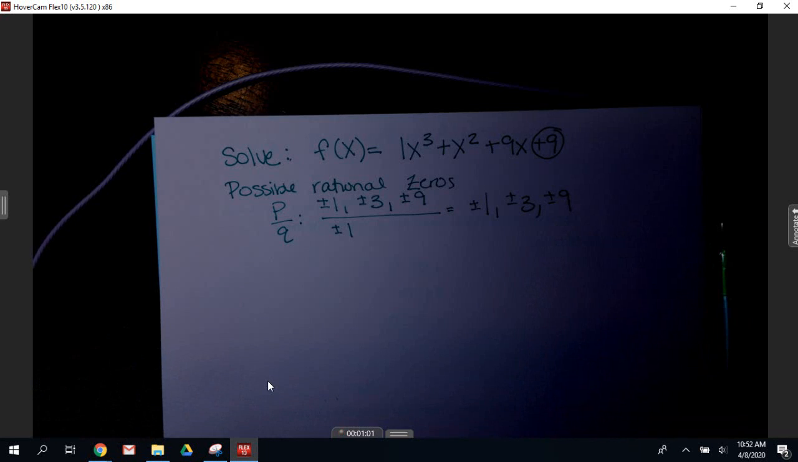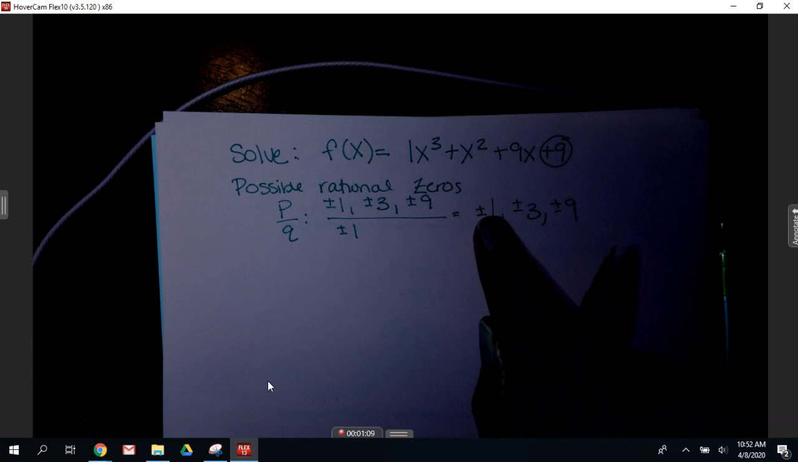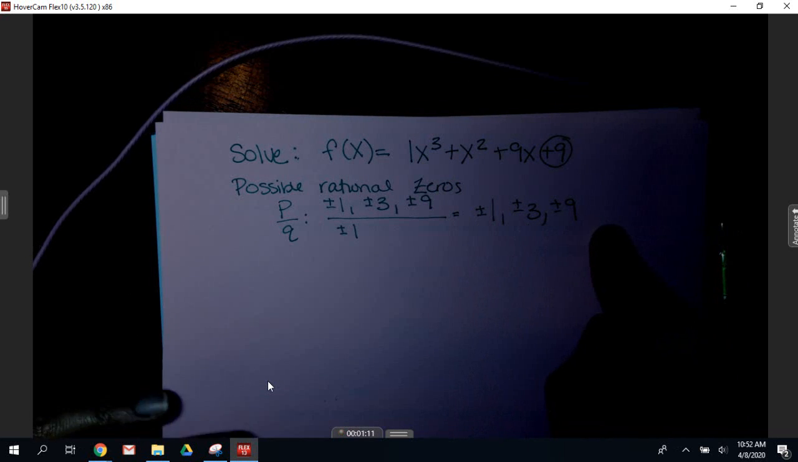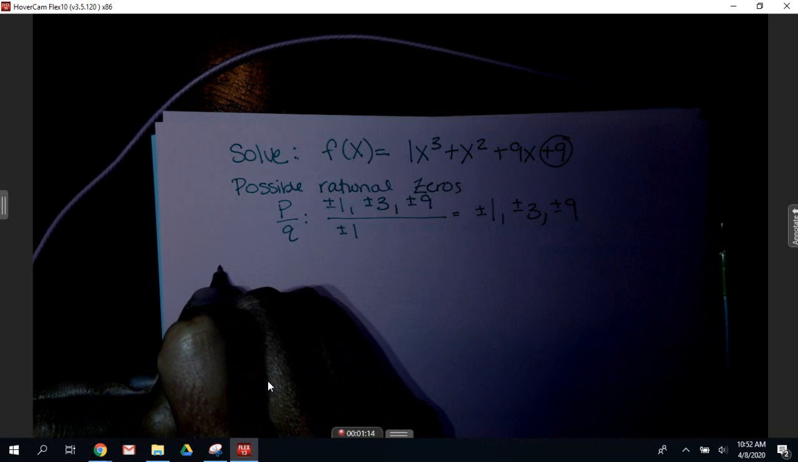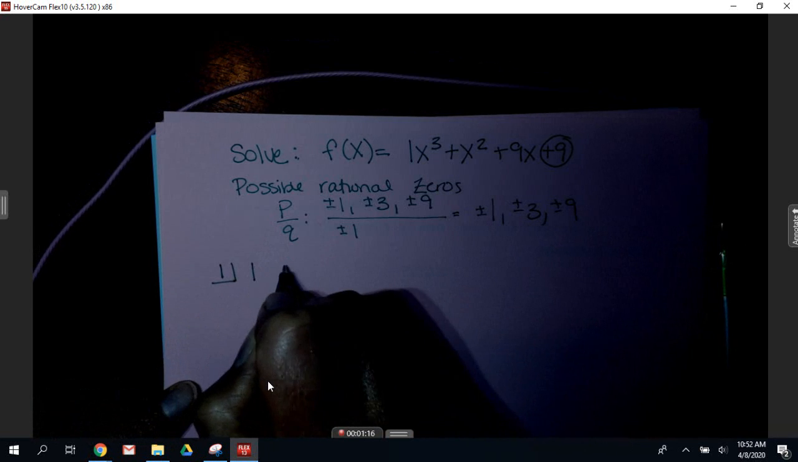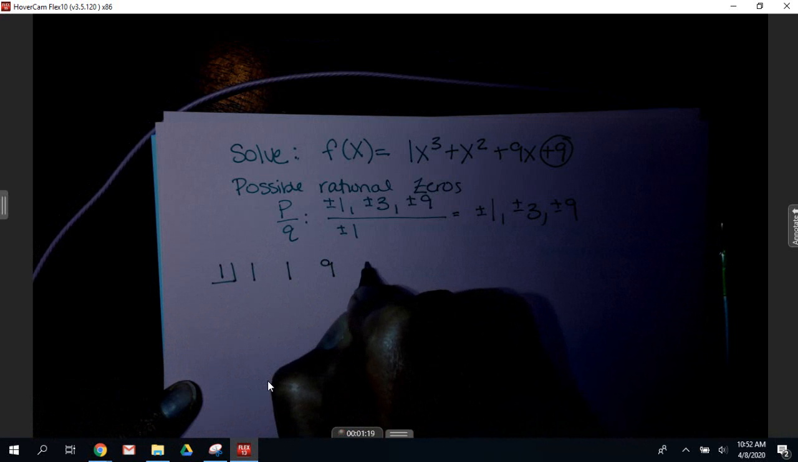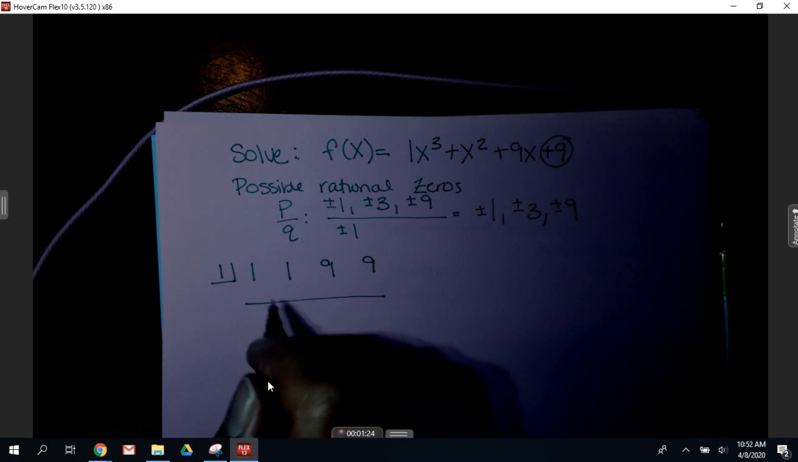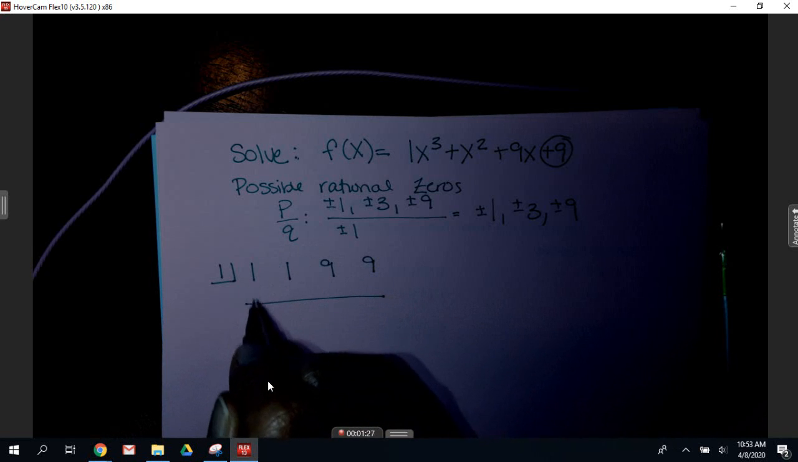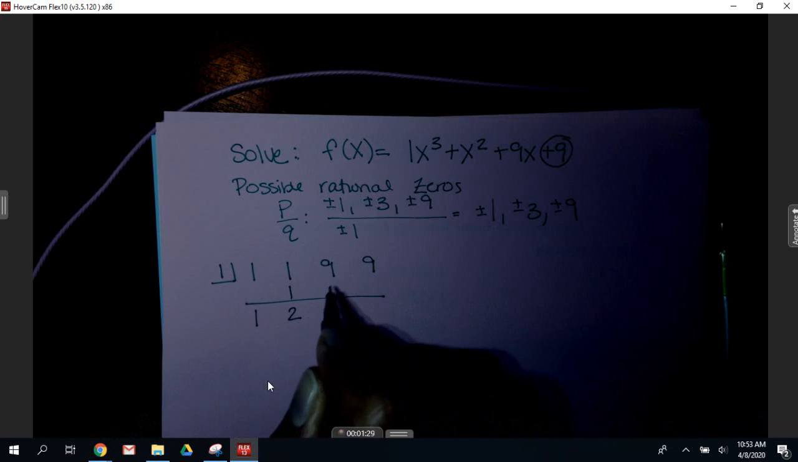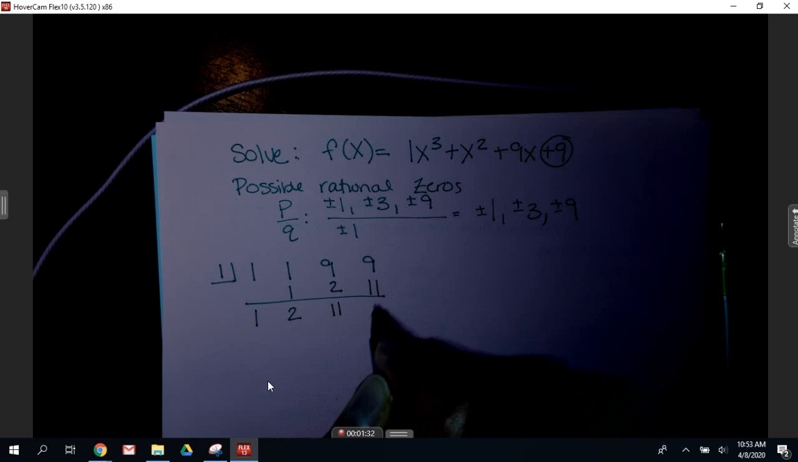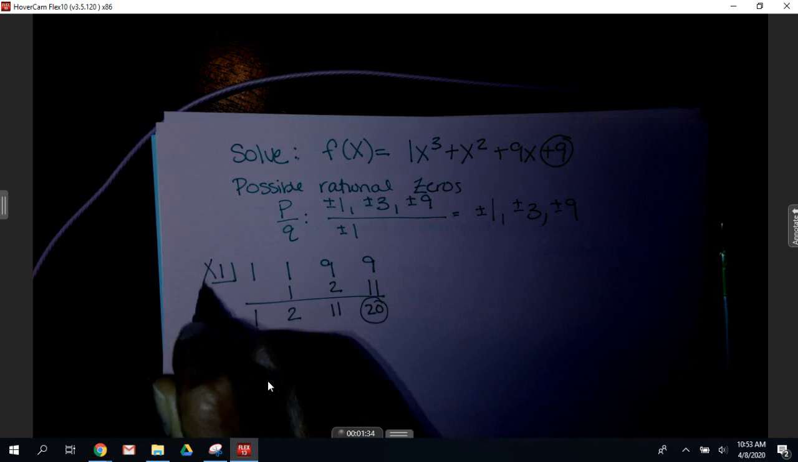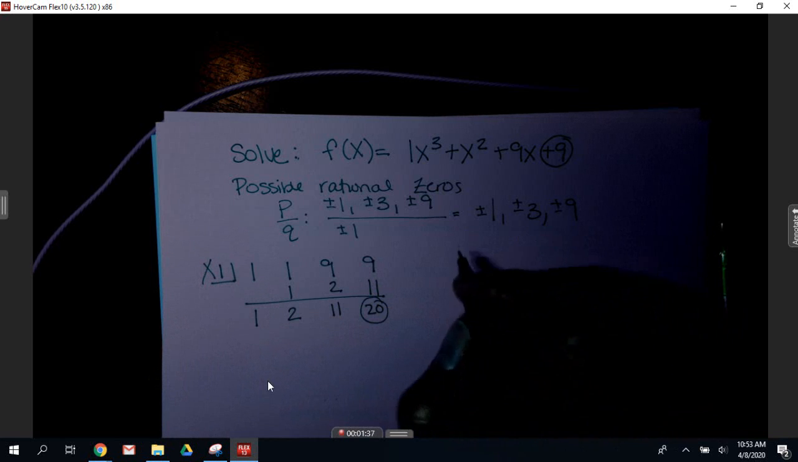So now we need to go through and test them. So we're going to synthetically divide. I usually start at whatever my first term is and then move right. I'm going to start with 1. So setting up for synthetic division, I'm not missing any terms, so I can just bring those down. I don't have to replace anything with a 0. I have a remainder, so I know it's not positive 1.